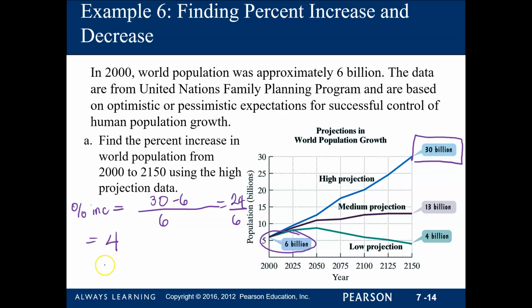4 is a whole number, and we need to change it to percent. Where's the decimal point of 4? 4 has a decimal point after it. So if we're changing it to percent, we need to move 2 decimal places to the right, filling up these spaces here. This is going to give us 400%. So the population using the high projection is going to increase by 400% in 2150.